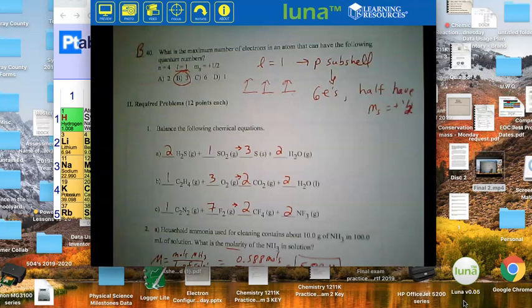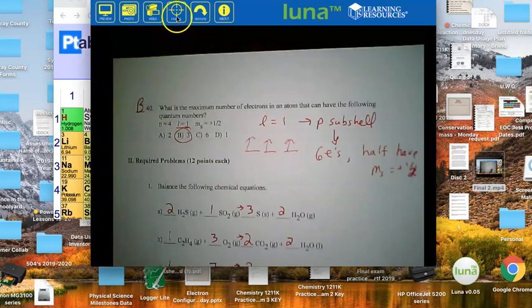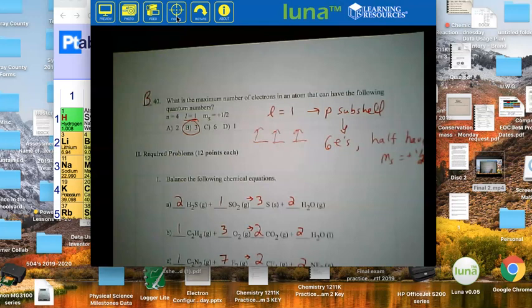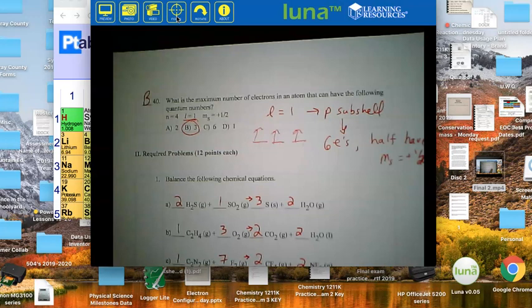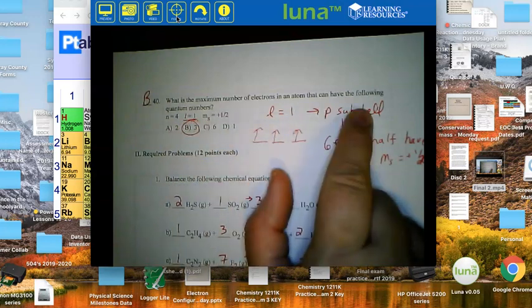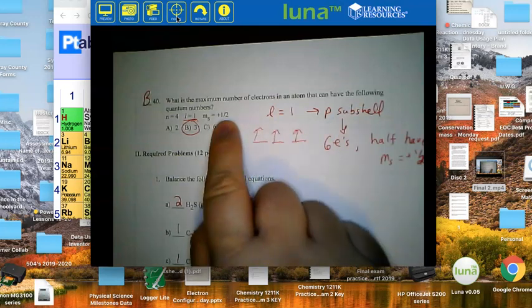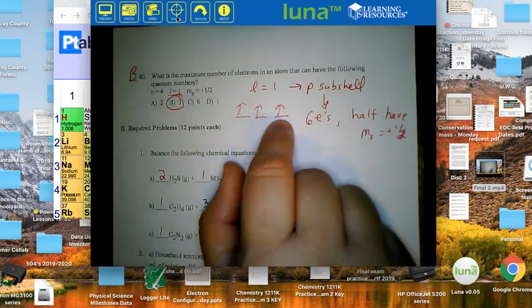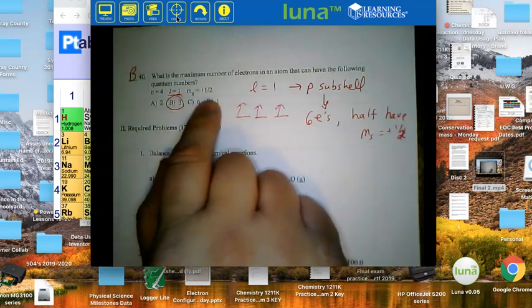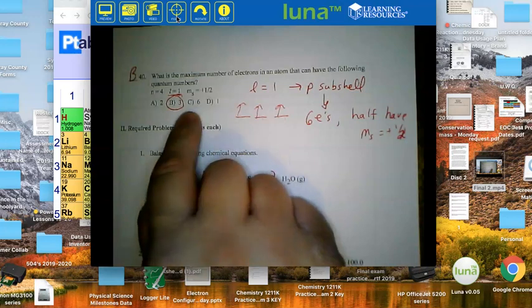All right, so let's go through number 40 again. Here it says, what is the maximum number of electrons in an atom that can have the following quantum numbers? N equal to 4, L equal to 1, M sub S equal to positive 1/2. So N equal to 4 is the energy level, L equal to 1, that's a p subshell, and so 3 different orbitals can have electrons that have a positive 1/2 or a spin up designation. So that means that there should be 3 electrons that each have N value of 4 and L of 1 and M sub S value of positive 1/2. So 3 is your answer there.